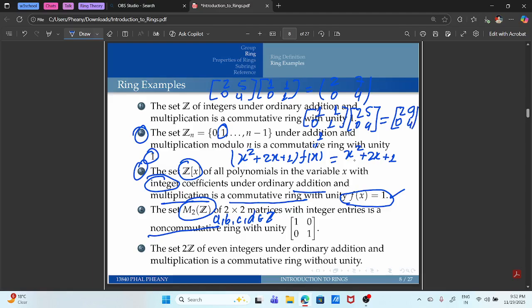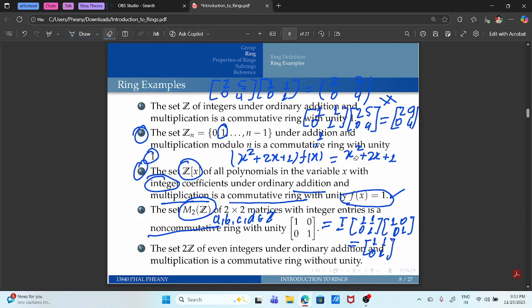Yeah, the result is not the same, so that's why it is non-commutative, but unity exists. And here is [1 0; 0 1]. Suppose we multiply [1 0; 1 1] by the identity, meaning unity, [1 0; 0 1]. It's going to be the same, [1 0; 1 1], no change. It's called the identity of matrix 2 cross 2.